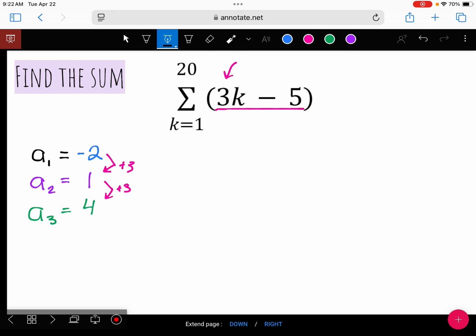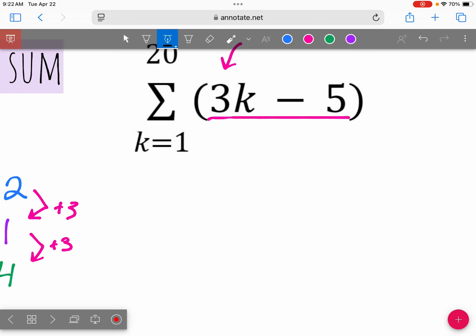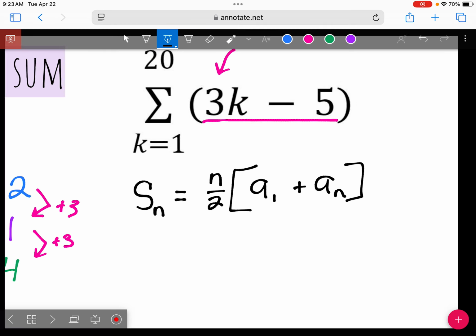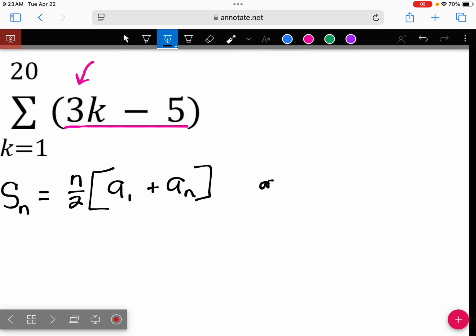And we can use either one. We get our sum from our n over 2 with our a1 plus an. Or you can use the other one, n over 2, 2 a sub 1.